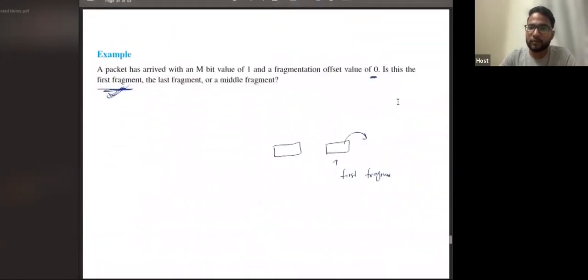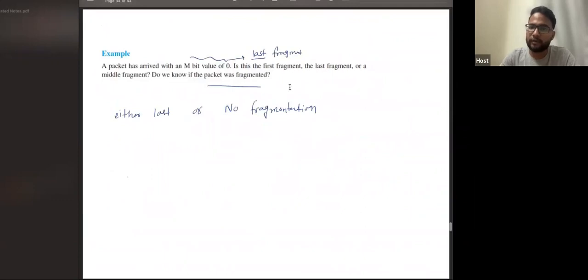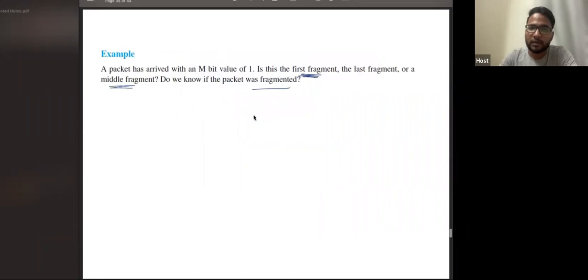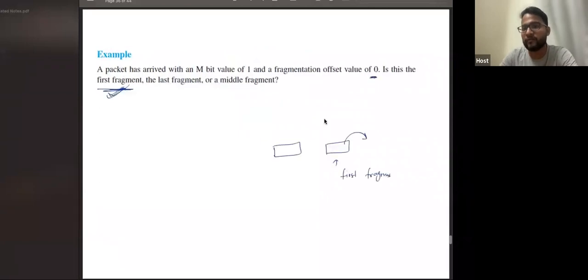Okay, these were some questions that we did. Suppose that MF, this more fragment value, is 0, then what does this mean? It means it is the last fragment, or there is no fragmentation at all. If this is 1, then is this a first, last, or middle fragment? If this is 1, then yes, we know the packet is fragmented. It cannot be last. It could be first or middle, right?